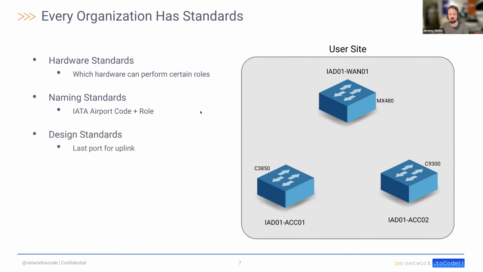And then we also have our design standards. These are certain things that are potentially non-functional requirements. This could be how we cable things together. This could be whether we're doing spine leaf or a 3-tier design, or a collapsed core, or whatever we might be doing. These can be our actual design standards, which are even a little bit more difficult to codify and more difficult to enforce.